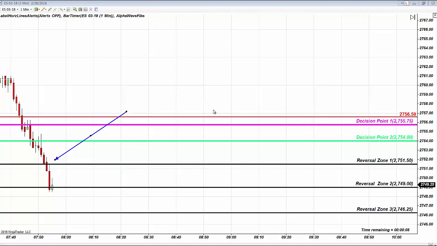How many points you scaled out, how you've taken profits off the table depends on your lot size and your ability to scale out your position. Ladies and gentlemen, price action is giving us only worthless pullbacks. We're not seeing any reversal from the reversal zone. The 1 minute chart is showing you very, very clearly.